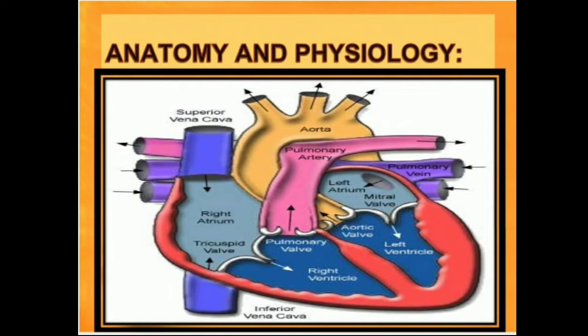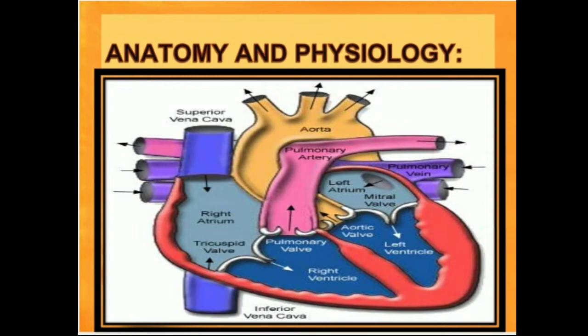The right and the left side of the heart work together. Blood enters the right side through two large veins, the inferior and the superior vena cava, emptying oxygen-poor blood from the body into the right atrium. As the atrium contracts, blood flows from the right atrium into the right ventricle through the open tricuspid valve. When the ventricle is full, the tricuspid valve shuts. This prevents blood from flowing backward into the atria while the ventricles contract.